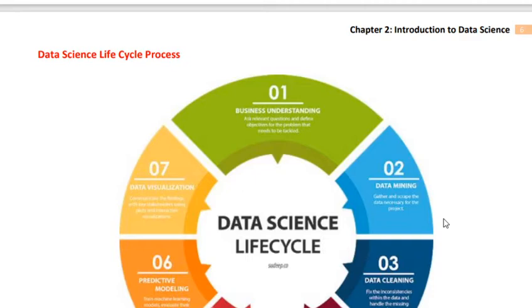So in today's class, we will be trying to focus on the data science lifecycle process. Now, the data science lifecycle process basically tries to identify and place the various activities that are performed in association with data science. Now, let us try to go into the activities in sequence.